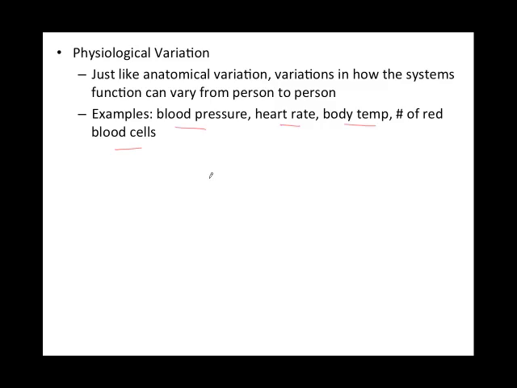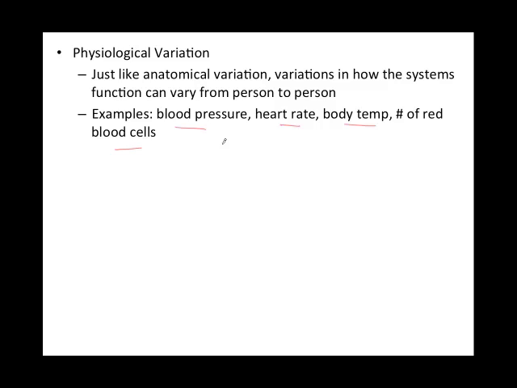Things that you don't really have a lot of conscious control over, or any conscious control over. Things that your nervous system and the way that the systems are integrated, the physiology is automatically controlled. You don't have to do that.